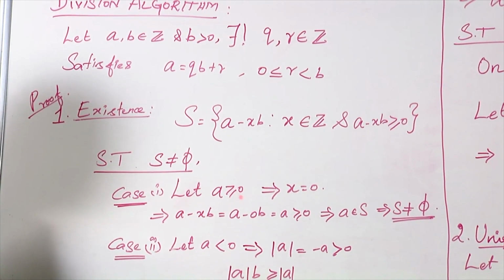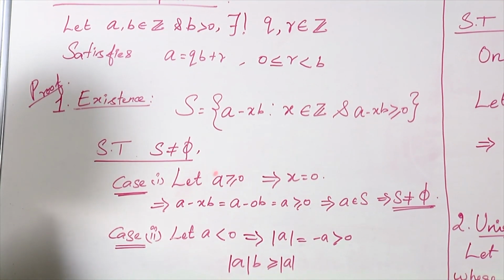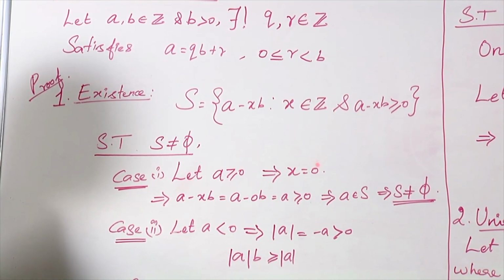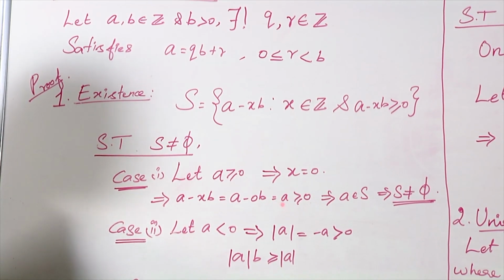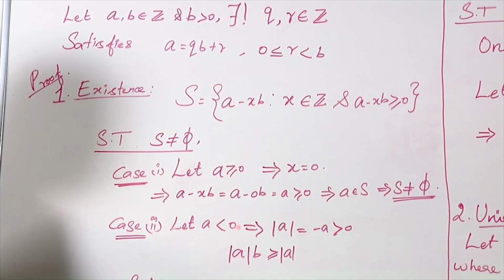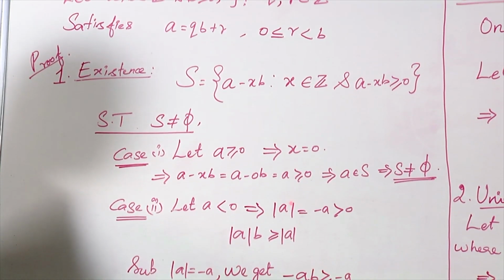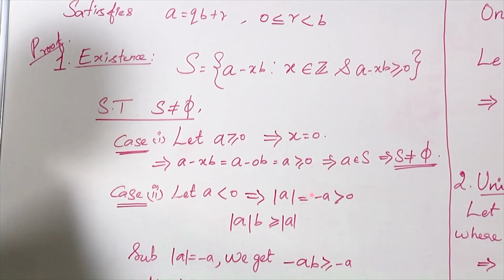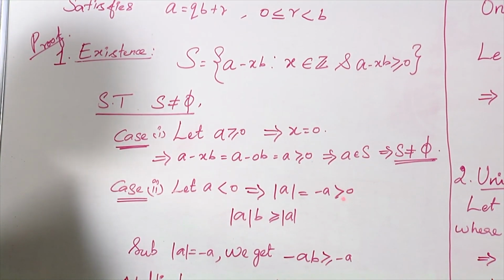First, let us take a to be greater than or equal to 0. In this case, I am going to choose my x to be 0. So, here a minus xb is equal to a minus 0 multiplied by b, that gives me a, that is greater than or equal to 0, which means definitely a belongs to S. Therefore, S is non-empty. Now if you consider the next case, if a is less than 0, then if you consider the modulus of a, that is equal to minus a, this will be positive.